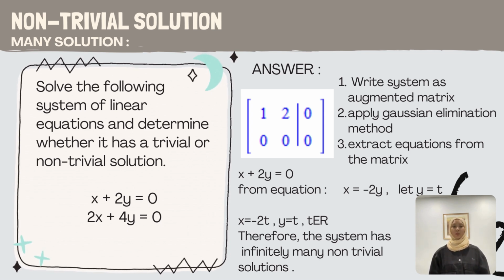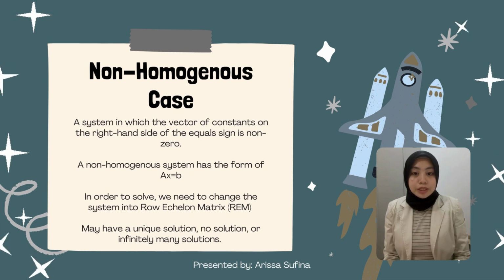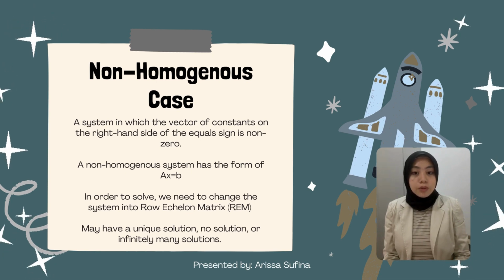From the first row, we have x plus 2y equals 0. This simplifies to x equals negative 2y. Let's set y equal to t, where t is any real number. So, x equals negative 2t, y equals t, with t an element of the real numbers. Therefore, this system has infinitely many solutions.